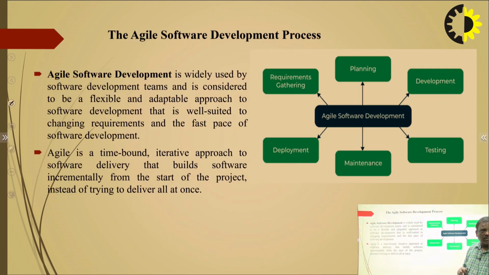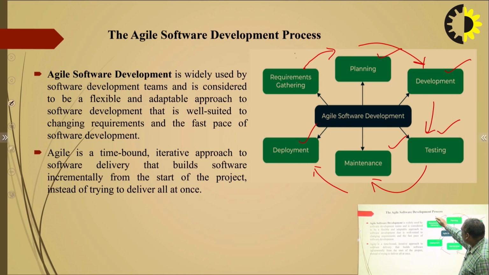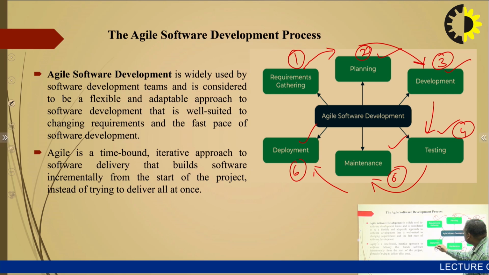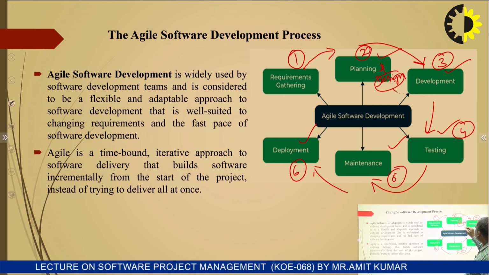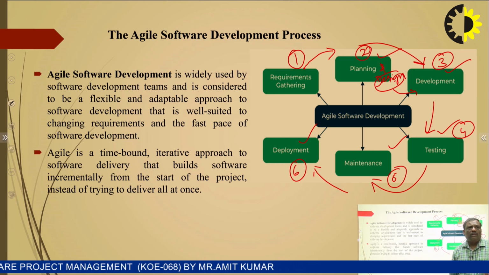So this one is the development process. We earlier discussed requirement gathering, then planning, then development, then testing, then maintenance, and then deployment. So one by one: first requirement gathering, second planning, third development, fourth testing, fifth maintenance, sixth deployment. See here, the planning and design process. After the designing we can develop. So this one is a process here.